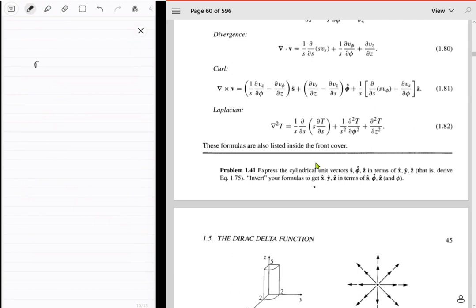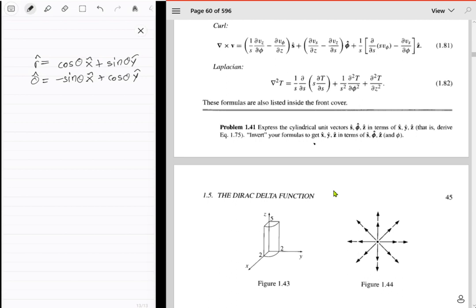Of course, you just have r hat equal to cosine theta x hat plus sine theta y hat, and theta hat is equal to, so I have to turn this, right? Just negative sine theta x hat plus cosine theta y hat. Easy as that, right? Easy as complex numbers. Okay, what was I doing? Oh yeah, and they want it in their notation. So this would be phi hat equal to this. Everywhere instead of theta, just put phi. Instead of r, just put s.